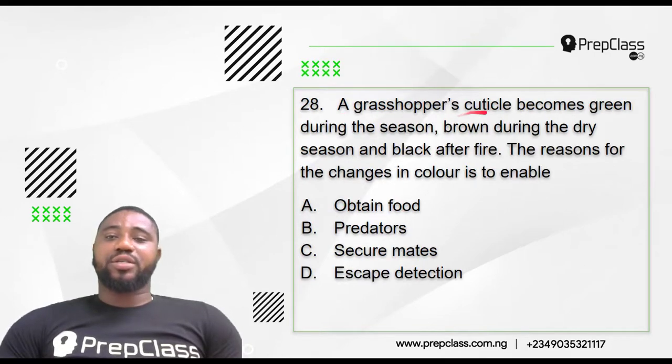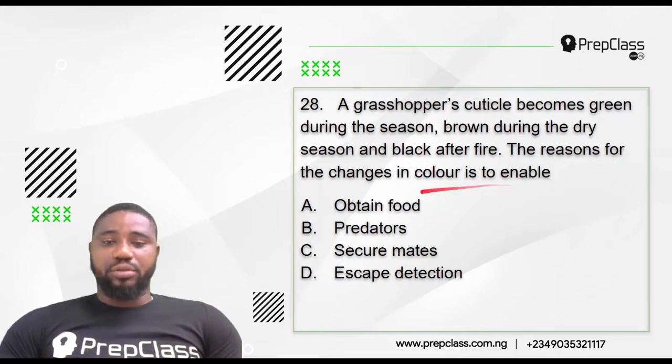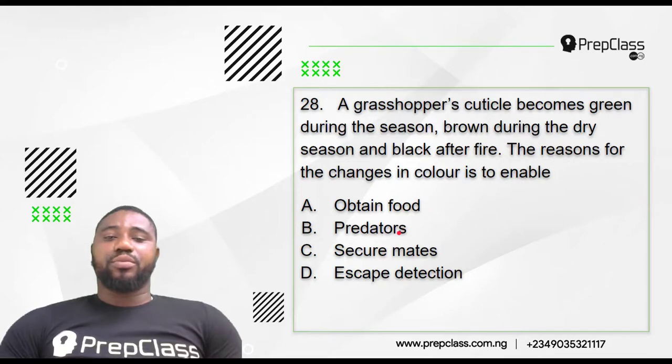Question 28. A grasshopper's cuticle becomes green during the rainy season, brown during dry season, and black after fire. The reason for the changes in color is to enable the grasshopper to obtain food, predators, secure mates, or escape detection.